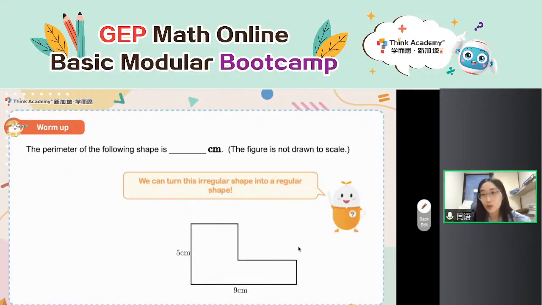Let's move on to some advanced methods. What is the perimeter of the following shape here? Now you see that this figure is irregular. So how can we turn that into a regular shape? Do you still remember the method I introduced to you last time? I'm not sure how many of you still remember that. What is the name of the method?